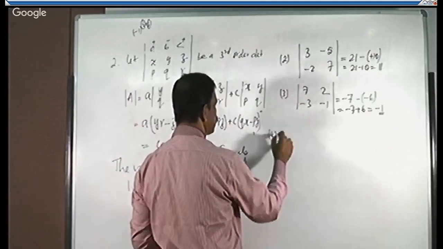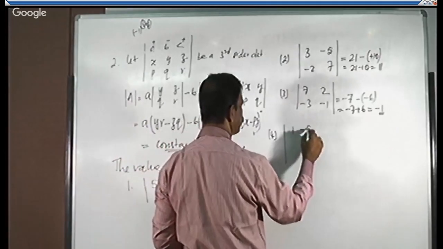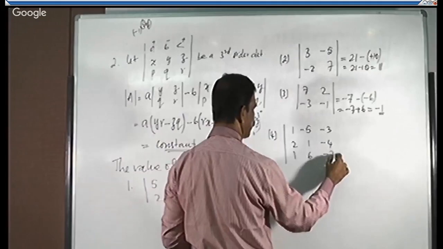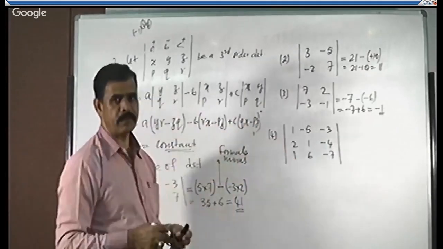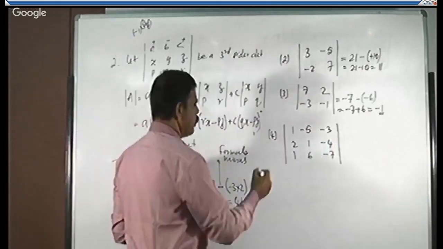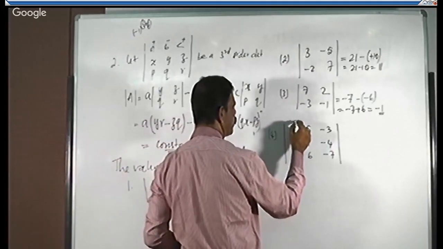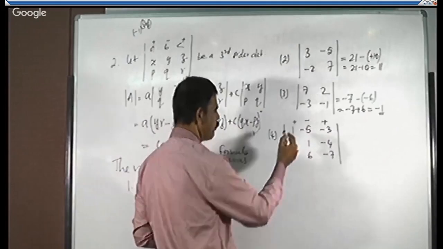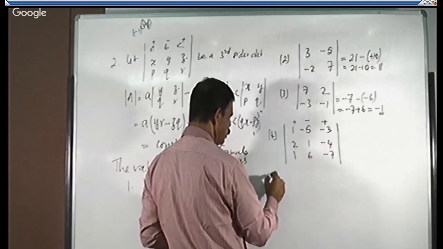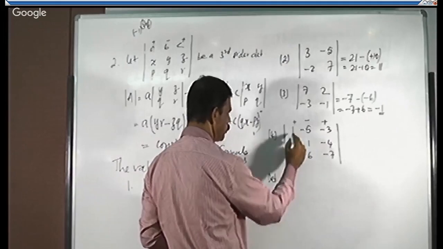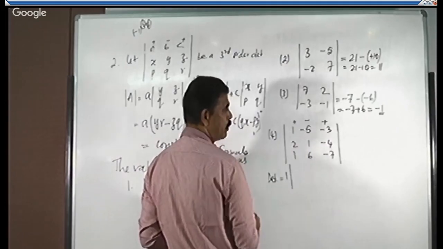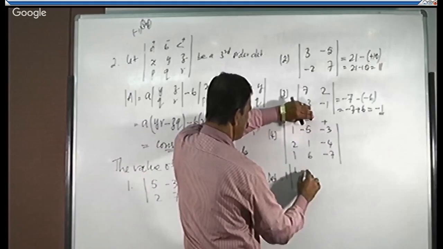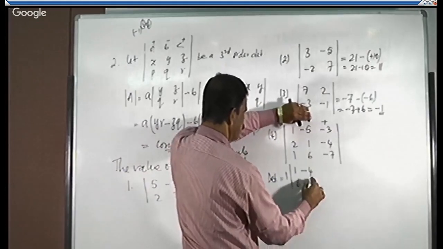You take a third order determinant: 1, minus 5, minus 3, 2, 1, minus 4, 1, 6, minus 7. How to find out its value? As I mentioned earlier, you take alternately plus, minus, plus for the first row elements. Along with that standard sign, you get the determinant value. Determinant is equal to plus of 1. Leave the corresponding column and row of the first element. The remaining elements taken in the determinant are 1, minus 4, 6, minus 7.